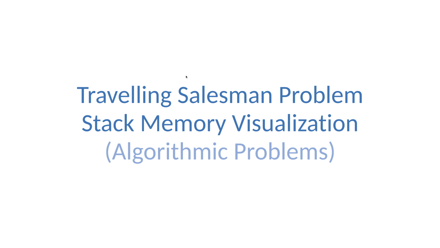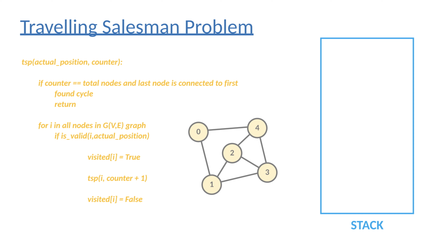In the previous lectures, we have been talking about the traveling salesman problem. We have implemented the problem with the help of recursion, and in this lecture, I would like to show you the stack memory related visualization of the problem. So the problem is that we have a graph like this, and we would like to find all the Hamiltonian cycles. You may pose the question, why?